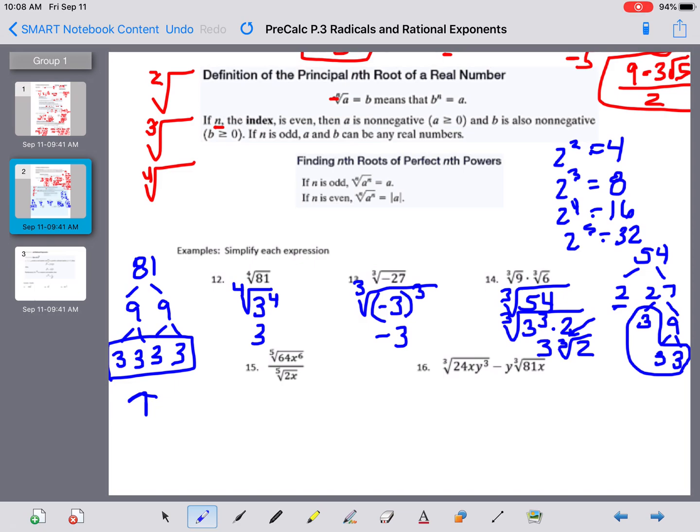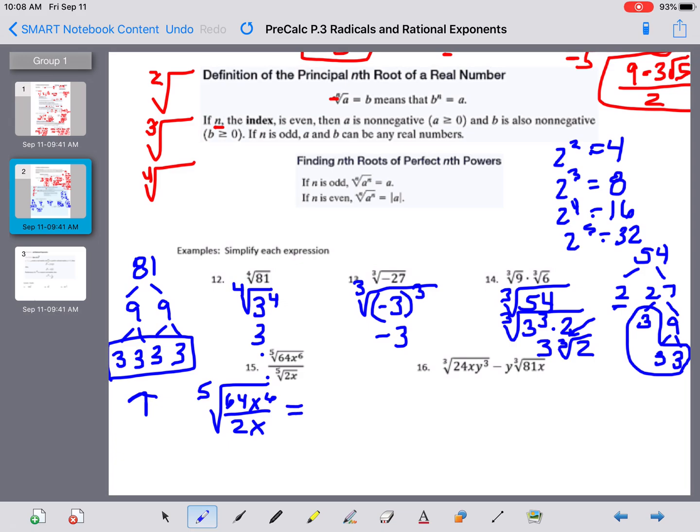All right, 15 is going to use that same rule, the quotient rule from the front page again, which says if you see two things in the same, and this is important, you have to make sure these indexes are the same. If one's a square root, one's a cubed root, you can't do it. But because they're both a fifth root, I can turn this into one big fraction. And I get 64x to the 6th over the 2x. And what that allows me to do is do some simplifying before I try to take the fifth root.